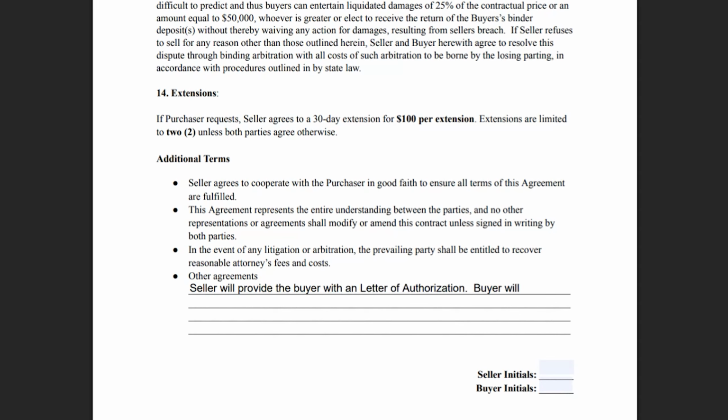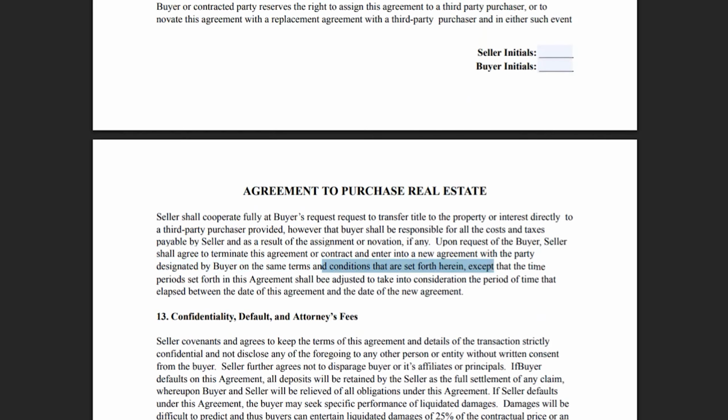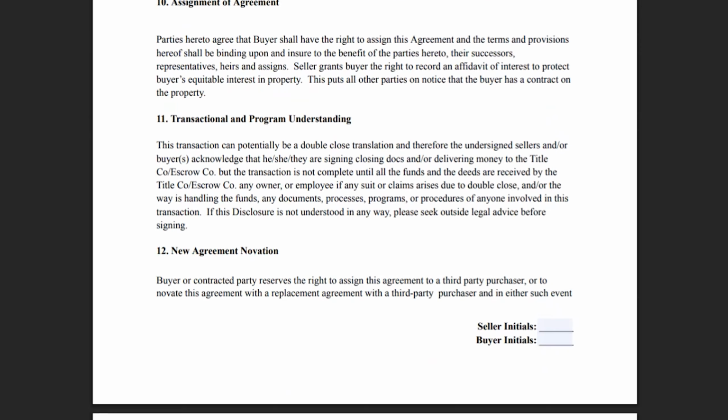Buyer will make loan payments. Buyer will keep insurance on the property. If you're going to pay him off in a balloon, you could say like, buyer will pay off seller's mortgage in 10 years. Whatever you want to put in there, you can put in there. You can cross anything out on here, just initial next to it. So like, let's say they say, I do not agree with line item number, let's say something.